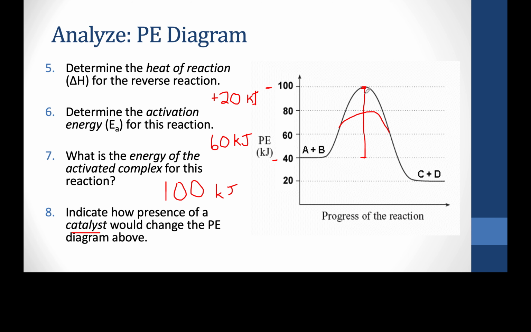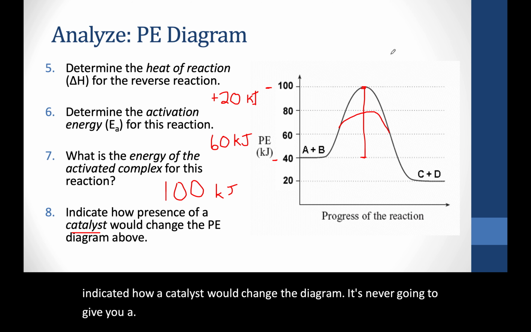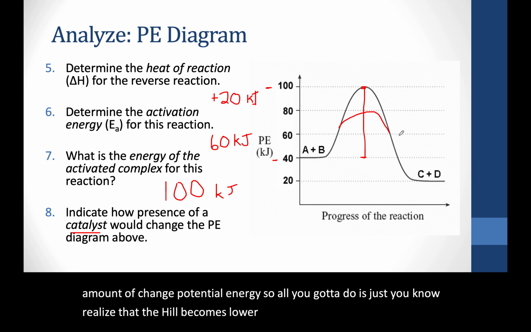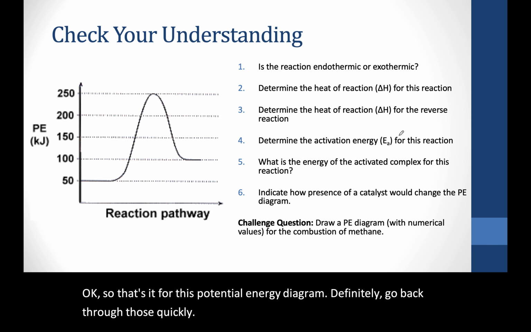You could go just slightly lower. It doesn't matter. As long as the hill is lower, you've indicated how a catalyst would change the diagram. It's never going to give you an exact number amount of change of potential energy. So all you got to do is just realize that the hill becomes lower. Okay, so that's it for this potential energy diagram. Definitely go back through those quickly. And then once you're ready, we're basically going to do it all over again, but with a new potential energy diagram.